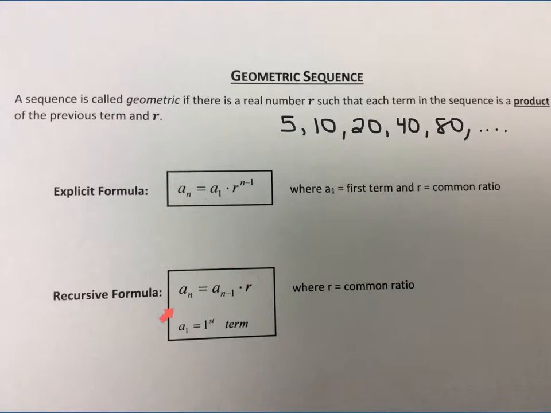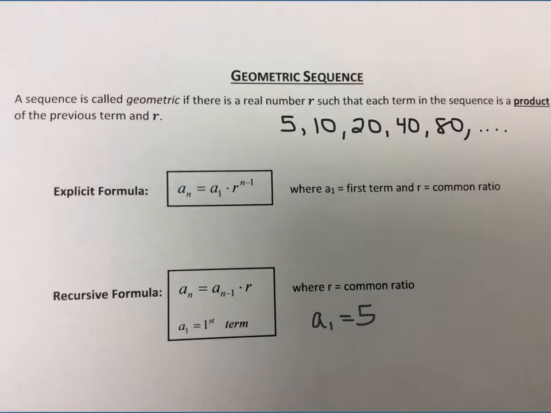So let's start down here with the recursive formula again. With the recursive formula, you always want to specify a specific term within the sequence. So I like to specify the first term. The first term is equal to 5. Now, like we said, to get from one term to the next, what we're doing is we're just taking the previous term and multiplying it by 2.